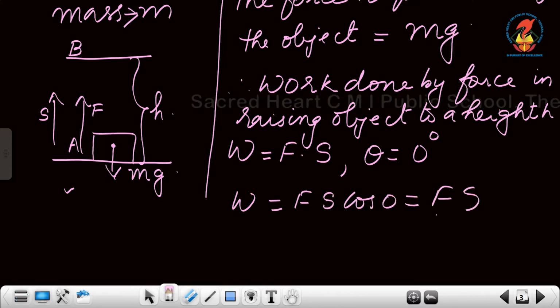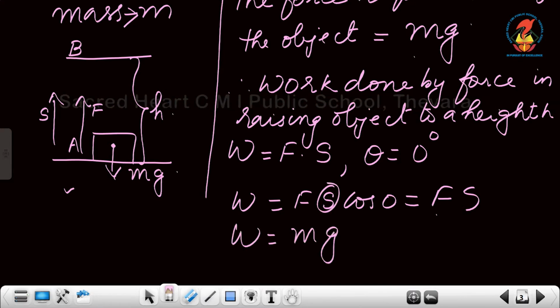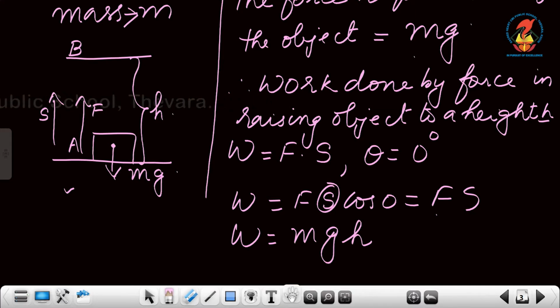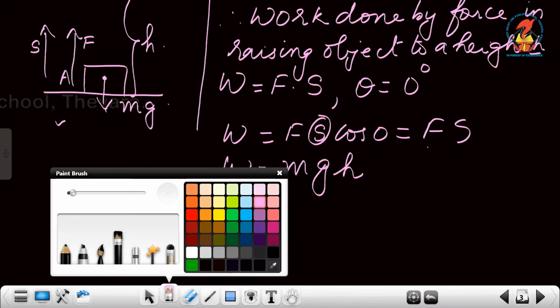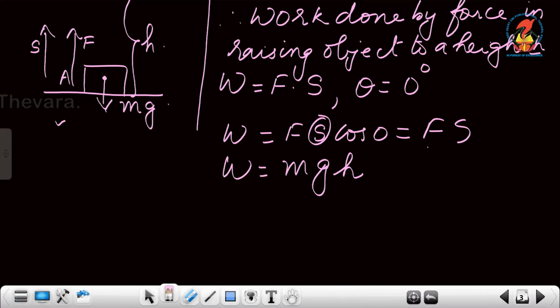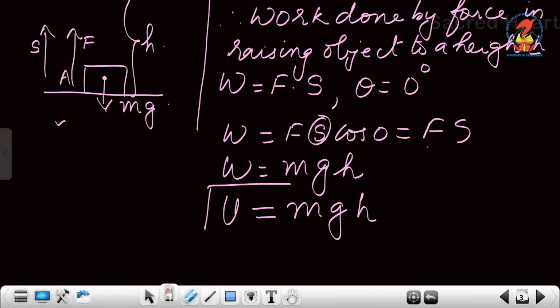Now what is the value of F? F is equal to mg, and what is s here? It is the distance travelled, which is equal to h. So the work done in lifting the object is mgh, and this work is stored as the potential energy in the body, and we use the letter U to represent potential energy. So gravitational potential energy is equal to mgh.